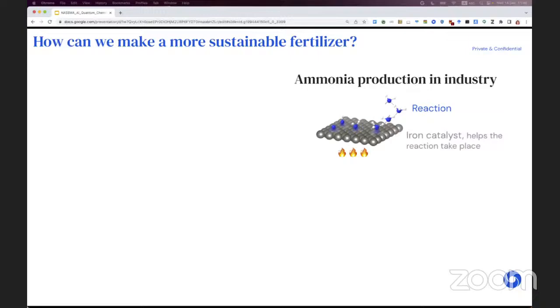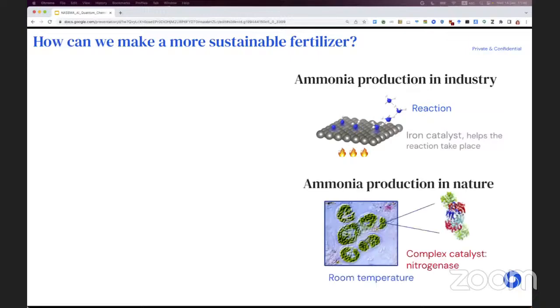So we want to improve this methodology. And we know that nature does it much better. So we know that bacteria, like the one shown here, produce ammonia, and they do it perfectly fine at 25 Celsius degrees, just at room temperature. And the reason for that is that instead of using iron, they use a much more complicated thing, which is nitrogenase. It is this enzyme shown here that contains thousands of atoms, and it's a more complex catalyst that is helping this reaction in a better way.